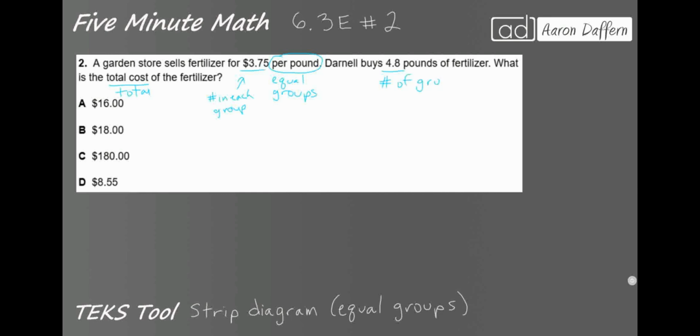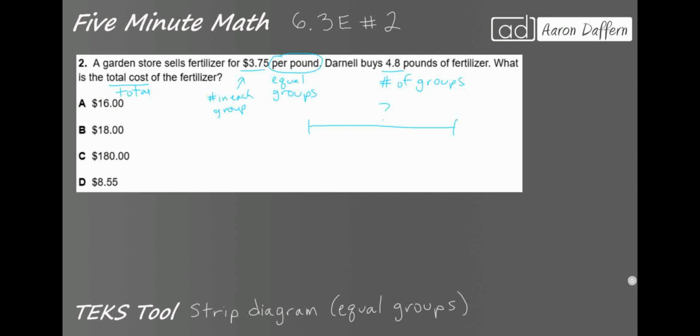And so when we get an equal groups word problem, they are going to be set up like this. If we're looking for the total, that means we multiply. If they give us the total, and then we're looking for the number of groups or the number in each group, then we're going to divide. So before we even set this up, we can draw a strip diagram before we do any calculations here. And so we're missing the total, how much the cost is. So that's what we don't know.